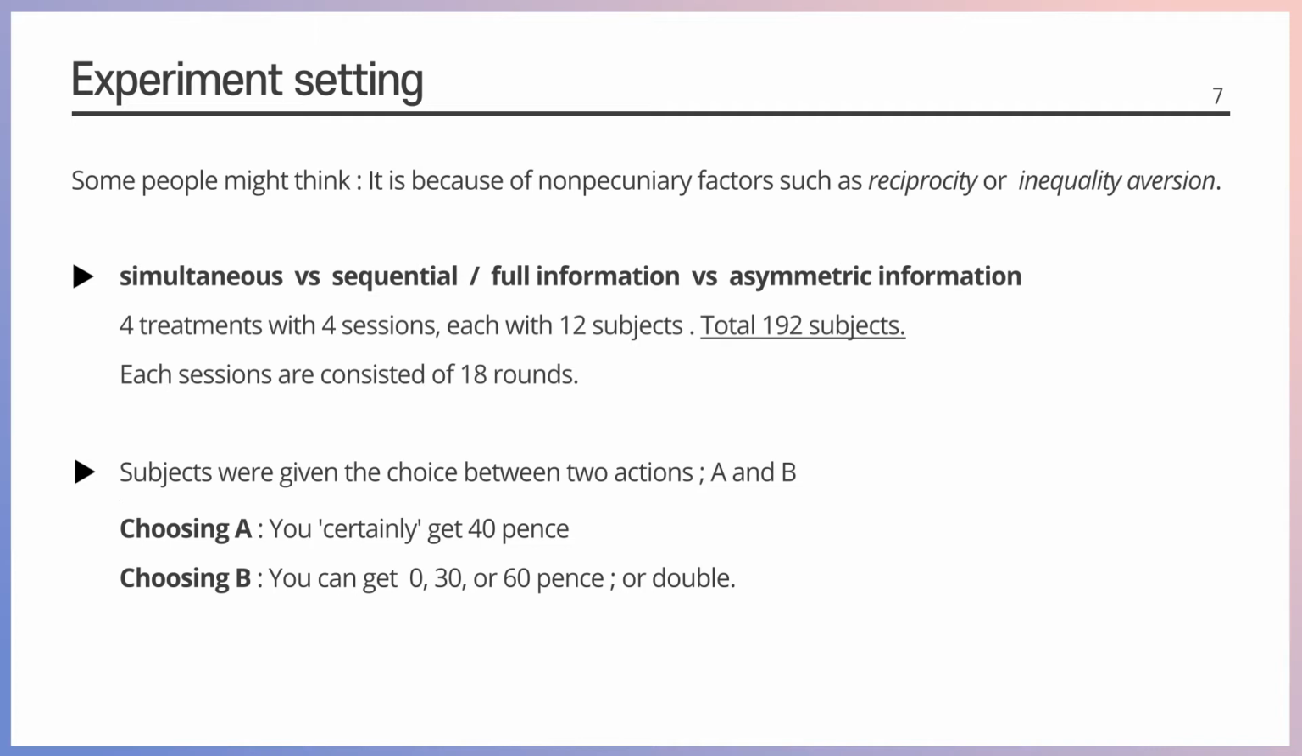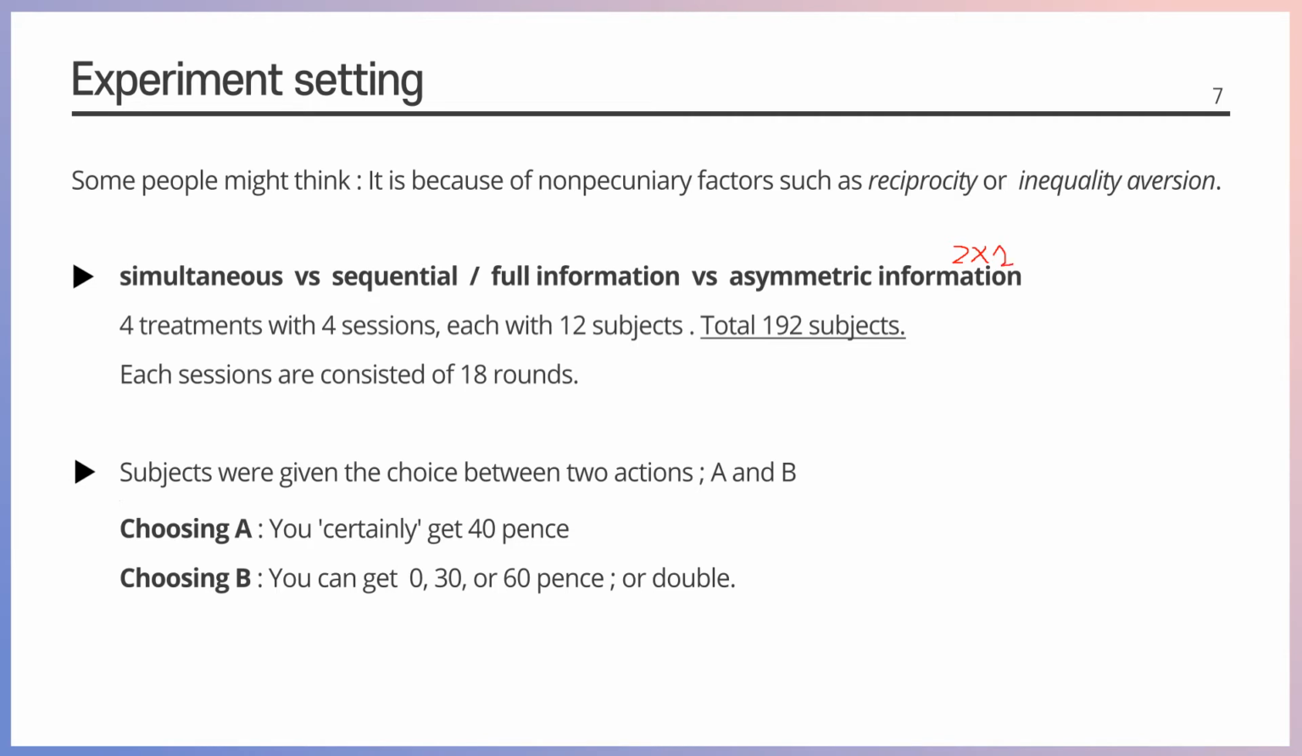What is the right explanation? Through the experiment, we could find the answer. They examined two-person simultaneous and sequential contribution games under both asymmetric and full information conditions. Thus, the experiment consisted of 4 different treatments.